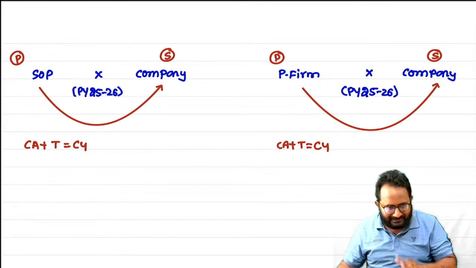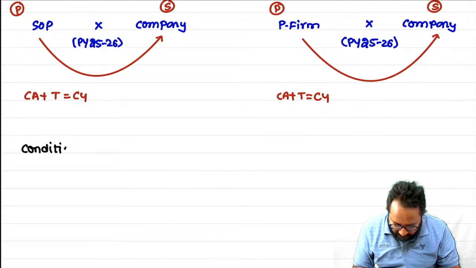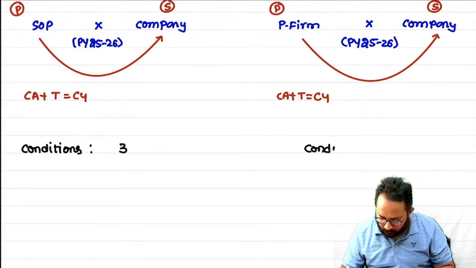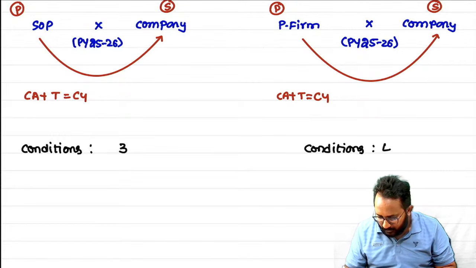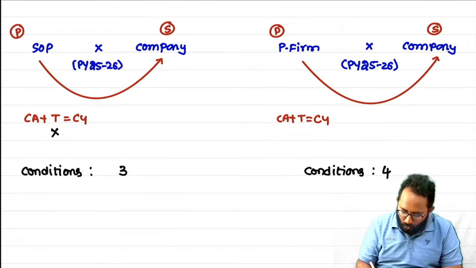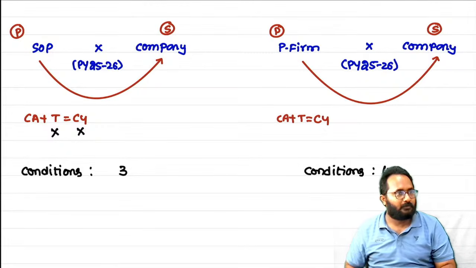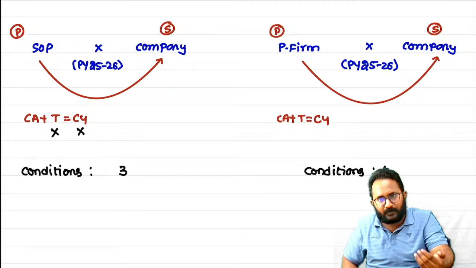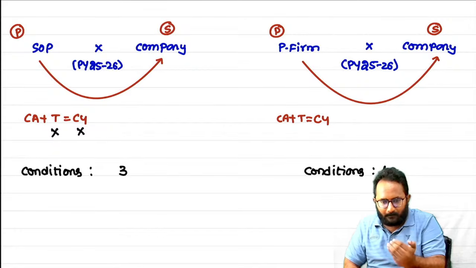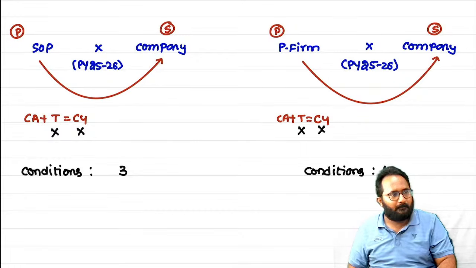But clearly, the Act is saying certain conditions. How many conditions here? 3 conditions. Here they are saying how many conditions? 4. If these conditions are satisfied, that is not treated as a transfer, and there is no need to calculate capital gain. Who is not required to calculate capital gain? The sole proprietorship concern being a transferor. So simply we are providing the capital gain exemption to the sole proprietorship concern. Here also we are providing the capital gain exemption to the partnership firm.